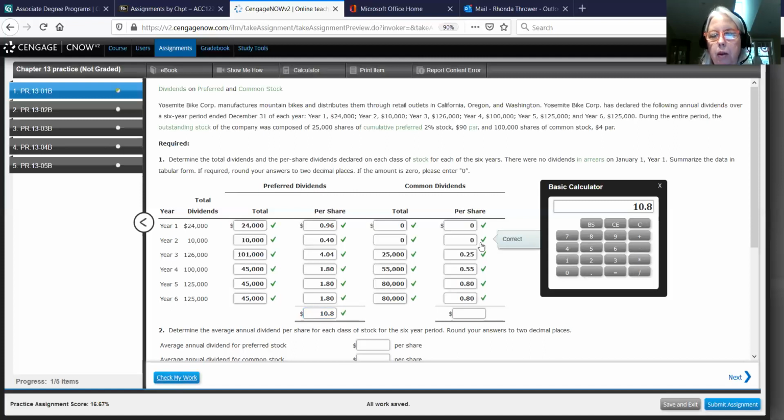I'm going to do the same thing for my common dividends. I'm going to take the common dividends per share and add all of those together. The total amount is $2.40.